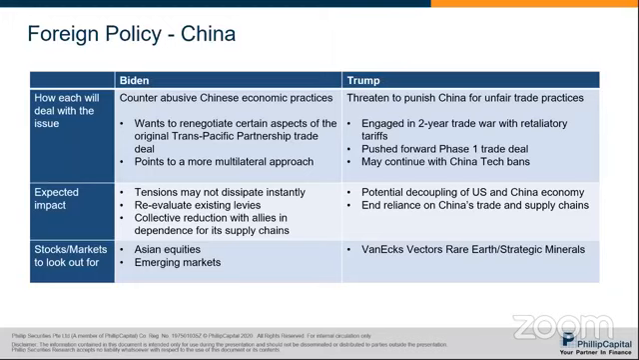Trump, on the other hand, had threatened to punish China for unfair trade practices. We have seen him engage in the two-year trade war and push forward with the Phase 1 trade deal. But we also expect to see a potential decoupling of economies, as Trump wants to end reliance on China's trade and supply chains. One such sector to look out for is the rare earth and mineral sector. So the counter can be the VanEck Vectors Rare Earth/Strategic Metals ETF.